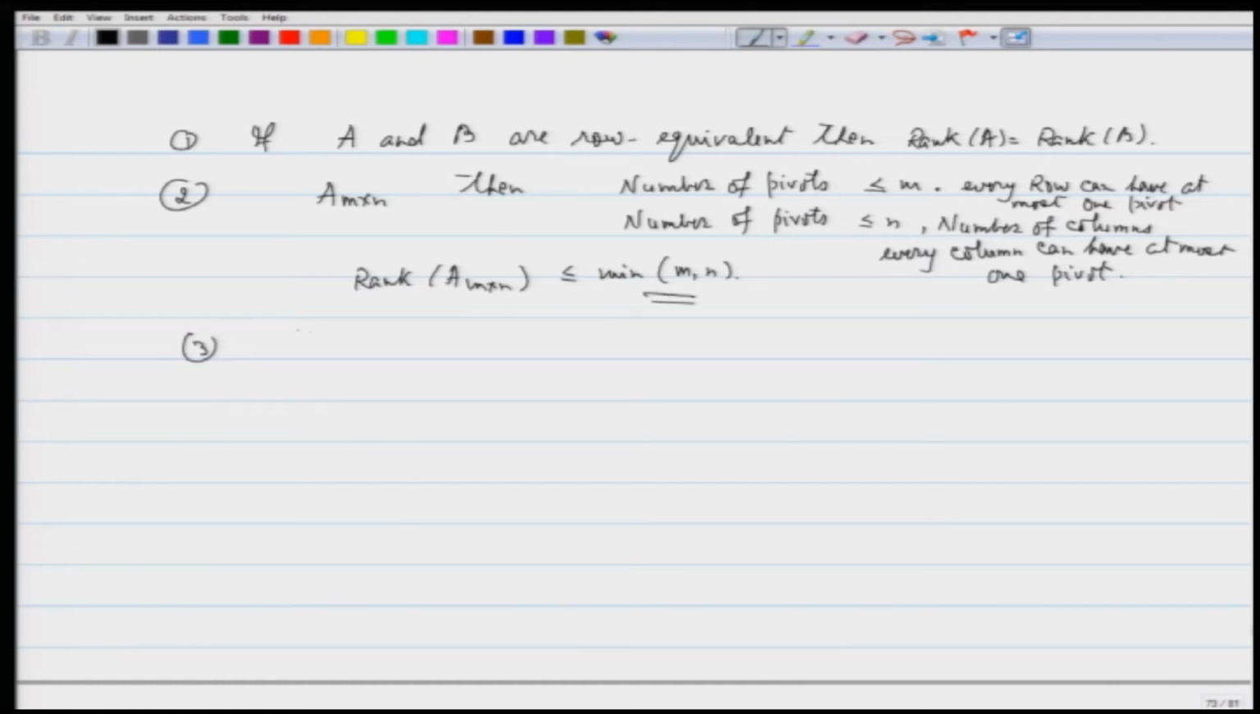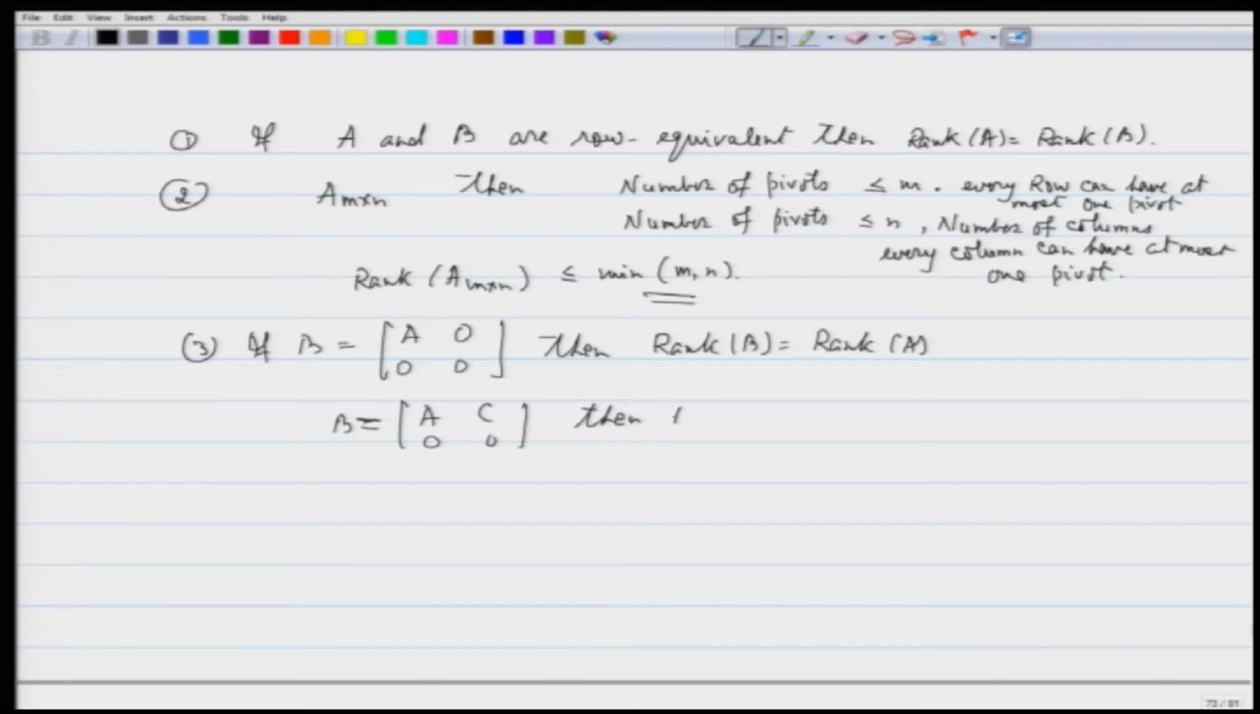3, if B is equal to [A, 0; 0, 0], then rank of B is same as rank of A, all right. Or in general, if I want to write B is equal to say [AC, 0; 0, 0], then rank of B is equal to rank of AC. So, whatever you want to say, you can build upon those ideas.